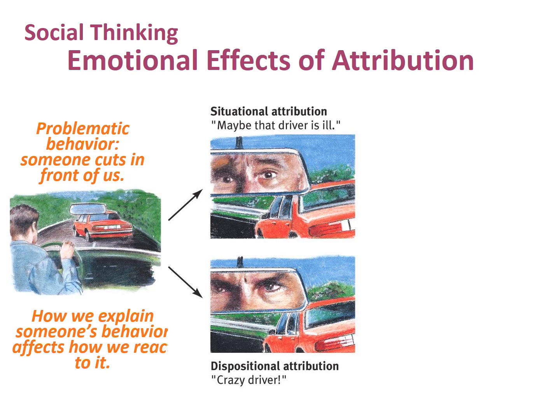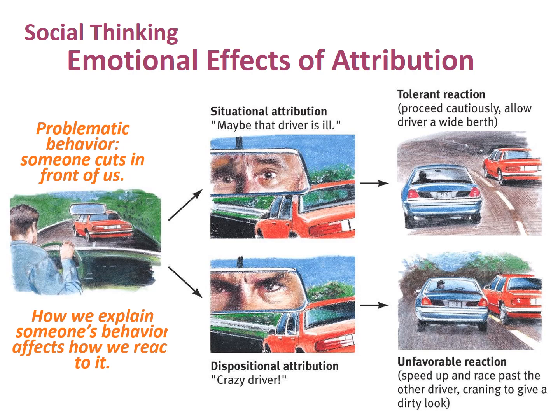You made a dispositional attribution. You said this person is crazy, they don't know how to drive, or what's wrong with them, and you get more angry, and then it can escalate to road rage. And road rage can get serious. I mean, you get people killing each other over road rage. So you want to make sure you try to make a situational attribution rather than the dispositional attribution, so you don't escalate things. If you make the situational attribution, you have a tolerant reaction. You proceed cautiously. If you make that dispositional attribution, you have an unfavorable reaction, road rage.